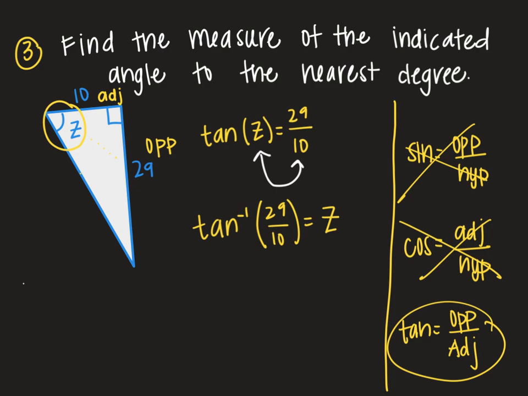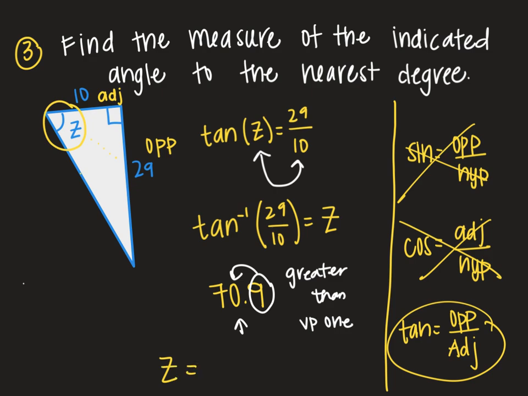Okay, so I know that it's 70.9, and I'm rounding to the nearest degree, so I'm looking at this number right here. This is greater than 5, so that means that this number here is going to go up 1. So from 0 it goes to 1, so the measure of angle Z equals 71 degrees.